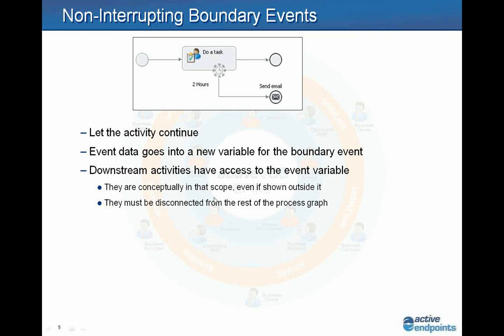So what happens is, conceptually, all of the downstream activities are in the scope of the activity that it's on the boundary of. And in order to do this, all of these activities have to be disconnected from the rest of the graph. And there's another reason they have to be disconnected from the rest of the process graph, and that is that because it's non-interrupting, you can get many of these things occurring, and potentially even many happening at the same time.